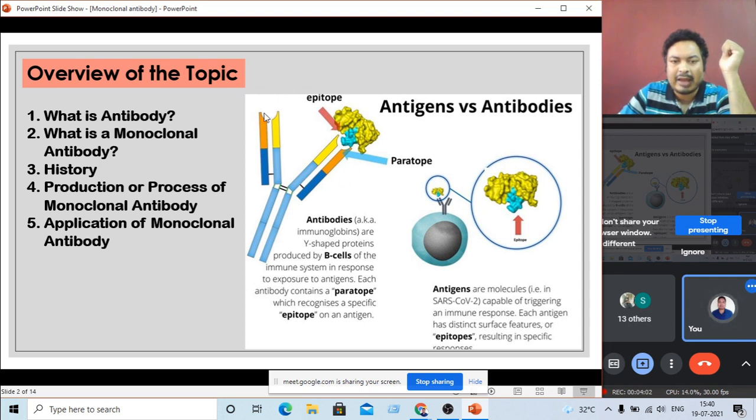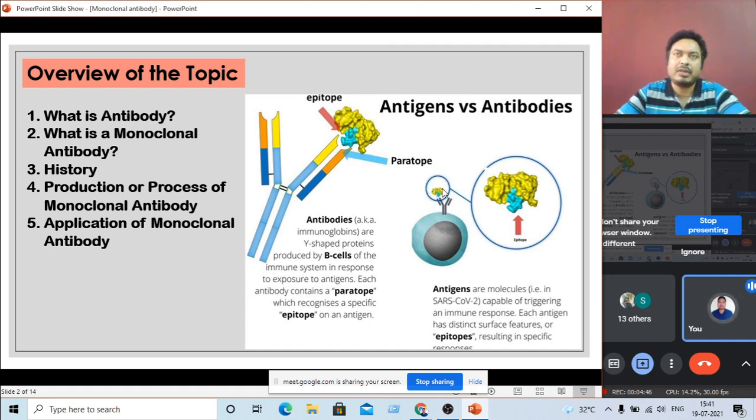That means this antibody is specific for a particular antigen, because this site has to match the antigen. Suppose this is one antigen, it is matched by this particular antibody, and this antibody is secreted by a particular cell called the plasma cell. The plasma cell is derived from the lymphocytes. One type of B lymphocyte is transformed into the plasma cell, and the plasma cells secrete the antibodies, which can recognize a special type of antigen.